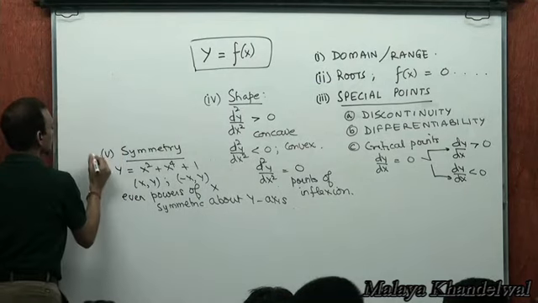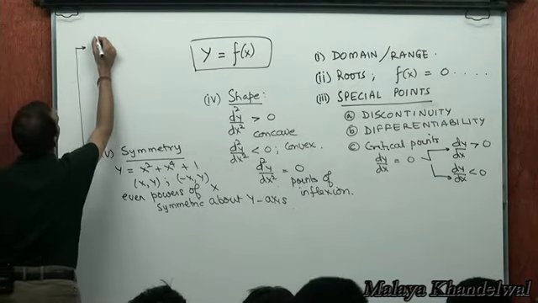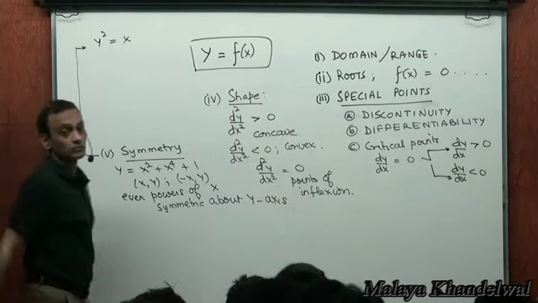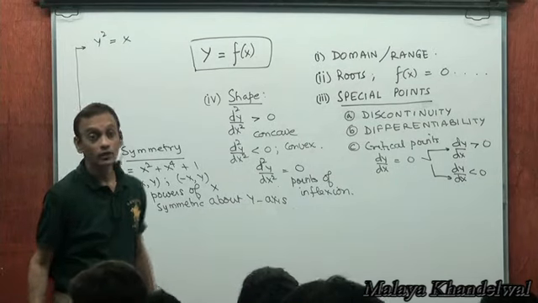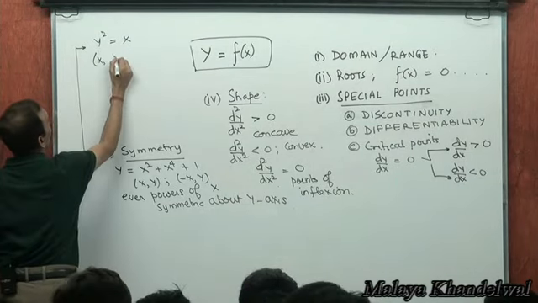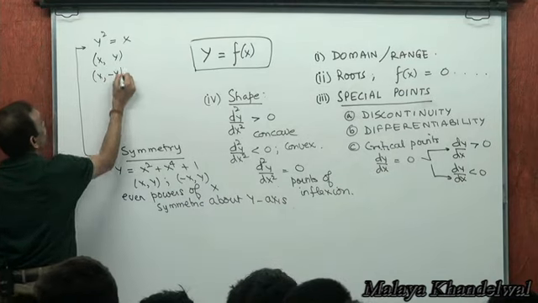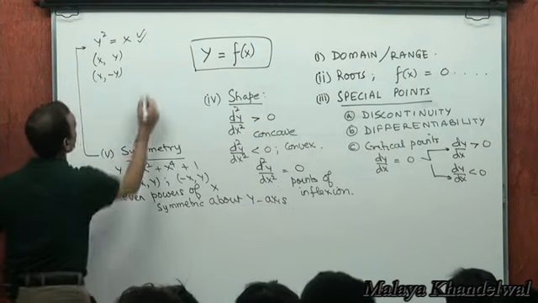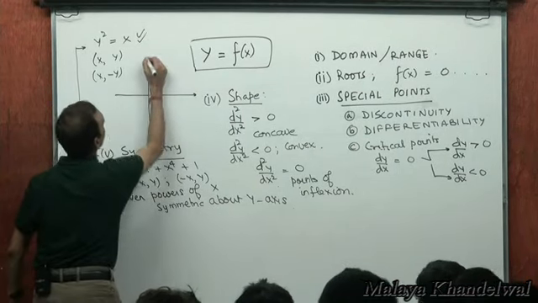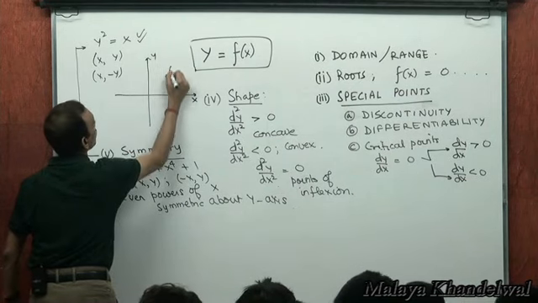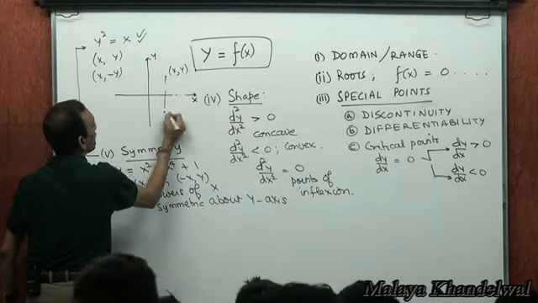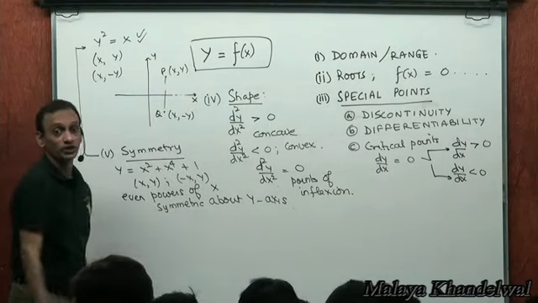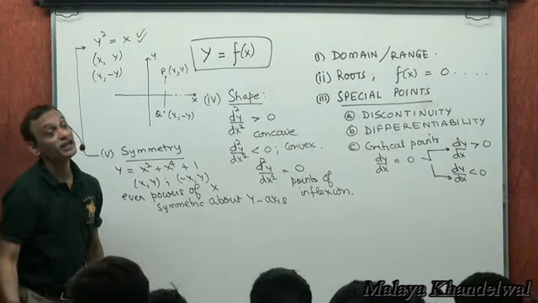Similarly, say I have y squared equal to x. There are even powers of y. That means if (x, y) is a point on this curve, then (x, -y) will also satisfy this equation, isn't it? That means this is (x, y), and this would be (x, -y). So if this is a point on the curve, then this will also be a point on the curve. And what are these? Mirror images about the x-axis.